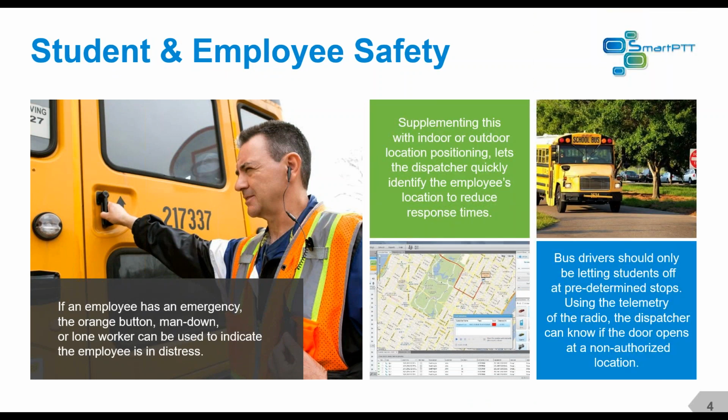So as mentioned, we'll benefit by enhancing student and employee safety. For example, if an employee has an emergency, the orange button or the man down can be used to indicate back to the dispatcher that that employee is in distress. Additionally, using indoor or outdoor location positioning, the dispatcher will immediately know where you're located so they don't waste time trying to figure that out.